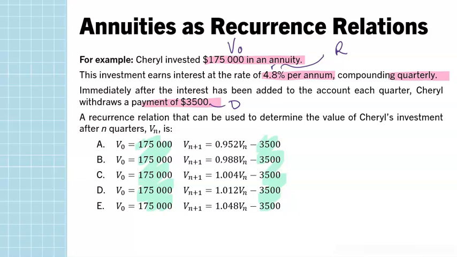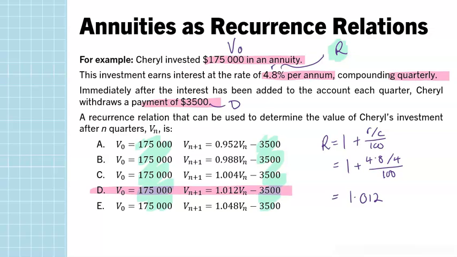So the thing that we need to focus on then is our value of big R. And so again, let's take the information that we have, where R will be 1 plus the rate over the number of compounds per year over 100. So in this case, we've got an interest rate of 4.8%, and we're compounding quarterly, so that's 4 times per year. Divide all of that by 100. So when I pop that in my calculator, I will get 1.012. And so that leaves me with my correct answer being option D.